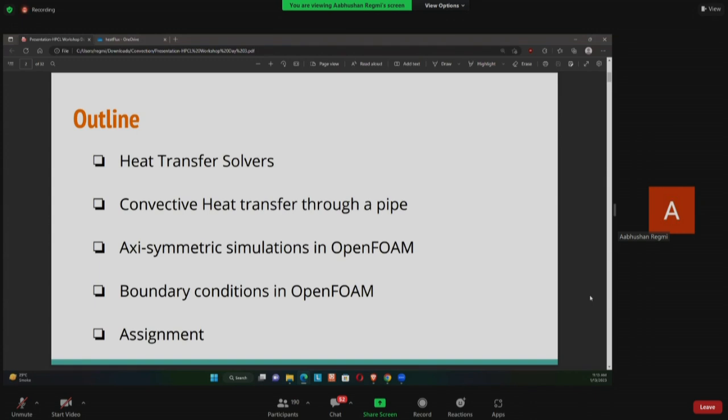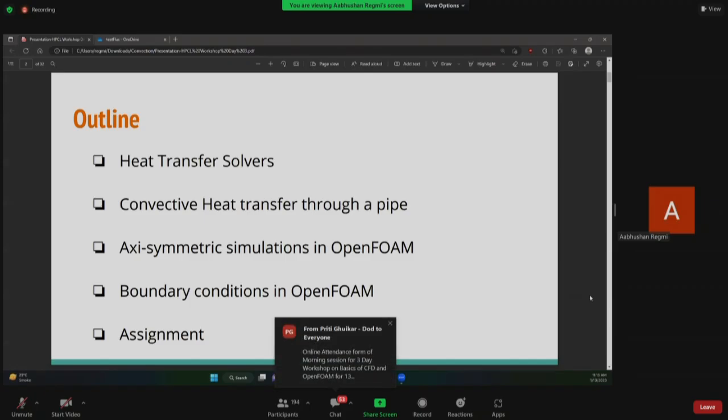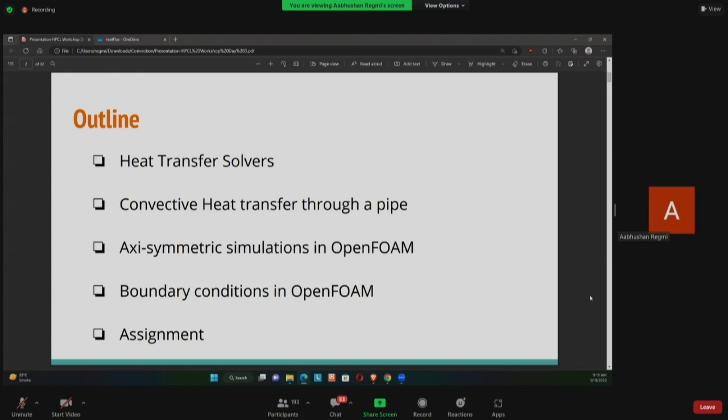The outline of this session is the heat transfer solvers that are available in OpenFOAM, and we are going to see how convective heat transfer through a pipe can be done in OpenFOAM, using an axisymmetric simulation. Yesterday, in Professor Manusrita's lecture, you might have seen the wedge geometry. We are going to use that geometry today, and we will also talk about the boundary conditions applied, and what kind of boundary condition we are going to use on the wedge sides of that axisymmetric mesh. At the end, I'm going to provide you some assignments that you can do in your own time.